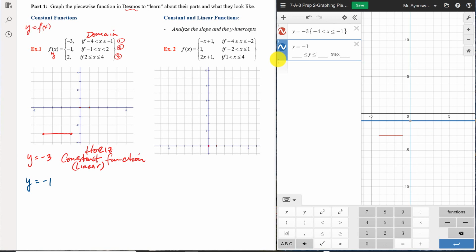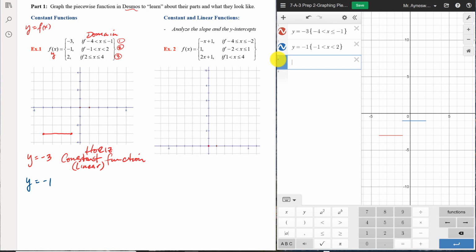So you use those curly brackets again, which are right above the square brackets, and you type in exactly what you see. -1 less than x less than 2. So -1 less than x, all right, less than 2. There's your restriction. And notice that we have another horizontal line right there.